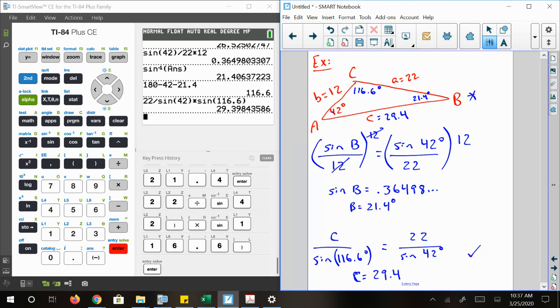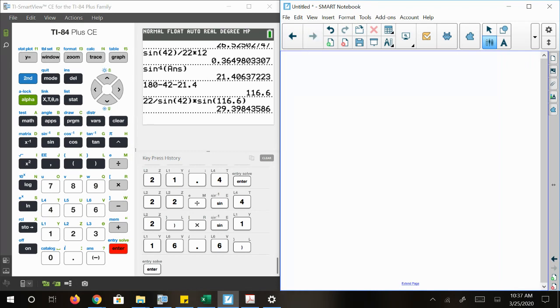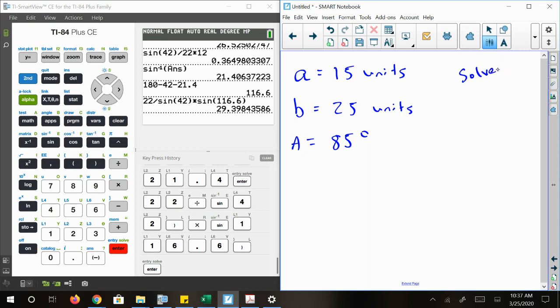Okay. All right. A couple other little things here. Let's try this problem here. Instead of me drawing the triangle for you, I'm going to give you some information. So I'm going to tell you that side A is 15 units. Side B is 25 units. And angle A is 85 degrees. And what I'm going to say here is solve for sides and angles, and then draw.